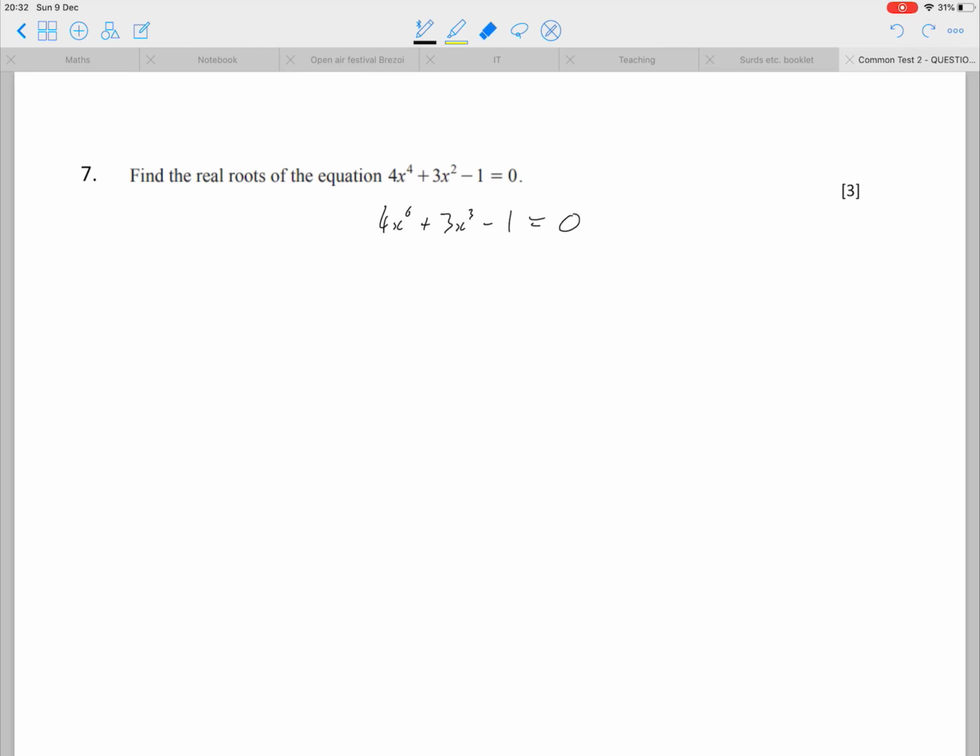Well, here's what you're supposed to do for this. It is a disguised quadratic. Let y, for example, equal x squared. We therefore have 4y squared plus 3y minus 1 equals 0. And at this point, I'd say that you can use your Classwiz, because it is just a quadratic, and that is something that you can rely on it for.